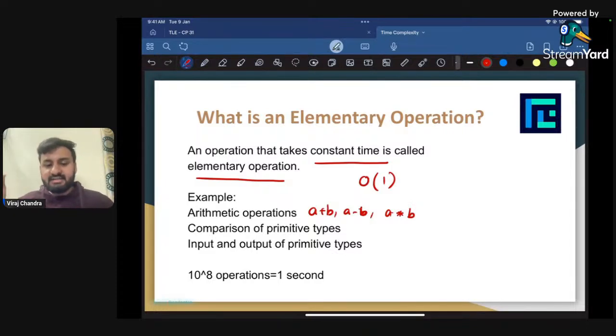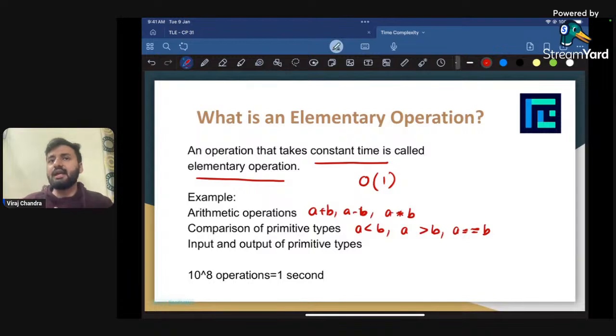Now, the second example is comparison of primitive types. Primitive data types are data types encapsulating int, float, double, all those standard data types you see. And what do you mean by comparison? Let's say I tomorrow ask you, okay, there are two integer numbers. Tell me which is the largest. So you basically do a relational operator check. You say, okay, is A less than B? Is A greater than B? Is A equal to B? All this comparison that we are doing on primitive data types is again an elementary operation. Okay. And then the third example is input and output of the primitive type.